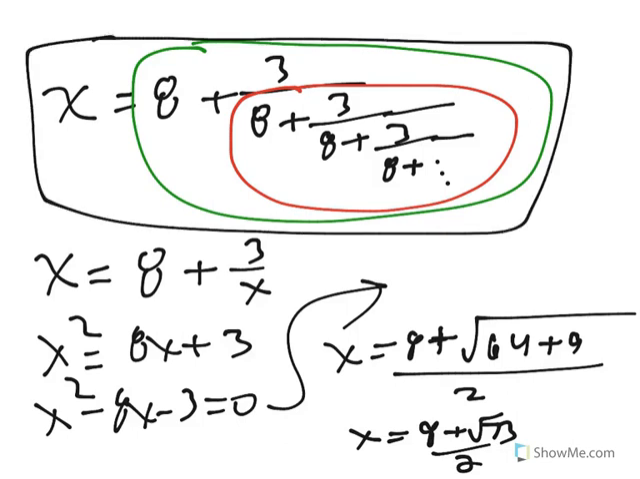So what we're seeing here is that infinite continued fractions can be a way of representing irrational numbers with a nice looking pattern, at least in the denominators and the numbers that are in the continued fraction. Okay, that's it for today.